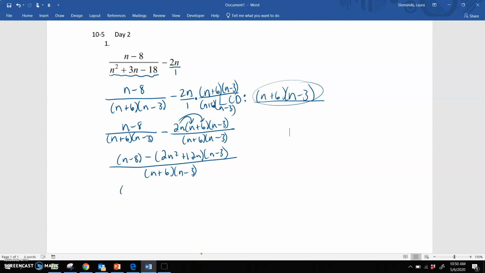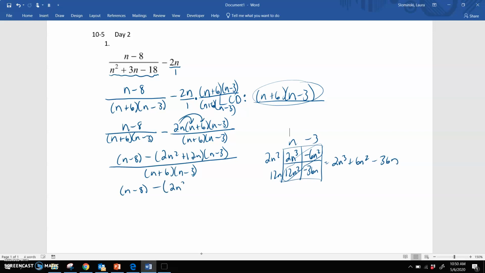And now again, I have n minus 8 minus, and I would need to multiply these two things together. I could FOIL, or I could use the box model: 2n squared, 12n, n minus 3. I get 2n cubed, minus 6n squared, 12n squared, negative 36n. This gives me 2n cubed. These add up to 6n squared, minus 36n. So that's going to come behind here, but in parentheses: 2n cubed plus 6n squared minus 36n.